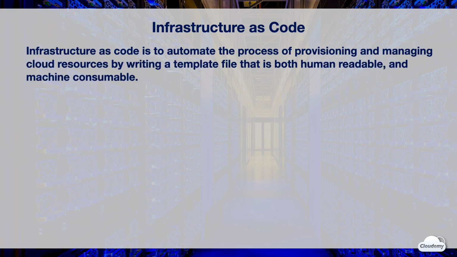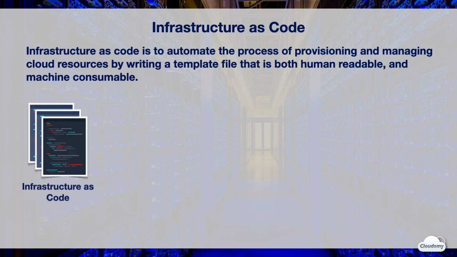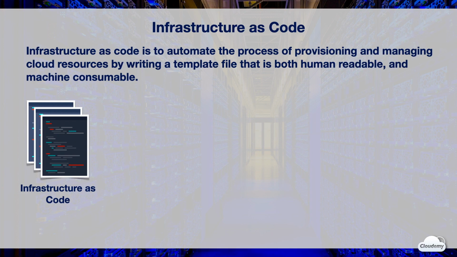Infrastructure as Code helps automate the process of provisioning and managing cloud resources by writing a template file that is both human readable and machine consumable. The idea is to be able to manage the infrastructure like managing software. With Infrastructure as Code, you can create a template with configuration details of all the resources you want to create. You can set up multiple versions and manage them with version control services, such as AWS Code Commit and GitHub.